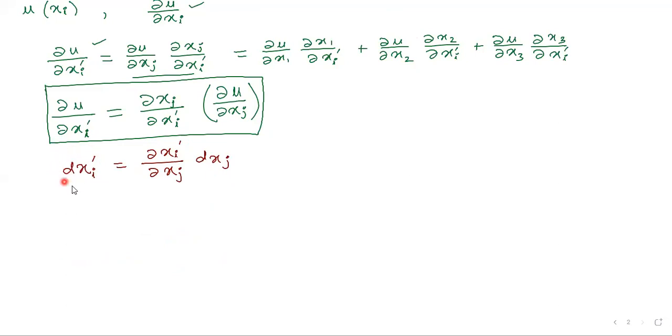So this is how the coordinate differentials transform under an arbitrary coordinate transformation. And this is how the components of the gradient transform under similar arbitrary coordinate transformations. If you look here, this is ∂xj/∂xi prime, but here we have ∂xi prime/∂xj. So these two are reciprocal of each other.